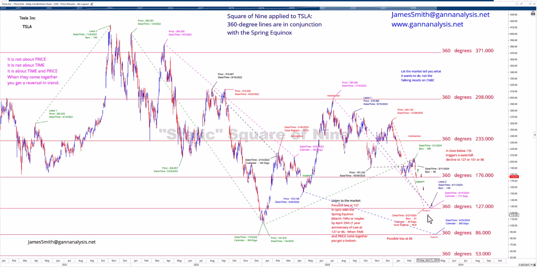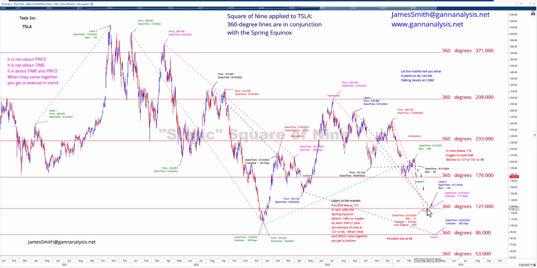What you're trying to do is isolate a time and price setup. You don't want to have a hard and fast view on this. What you want to do is listen to what the market's doing when it gets to these levels. I don't know for sure that it's going to bottom at 127. It might be 86. It might even be 53. All I know is if it takes out this level, it's probably going down here. If it takes out this level, it's going down here.